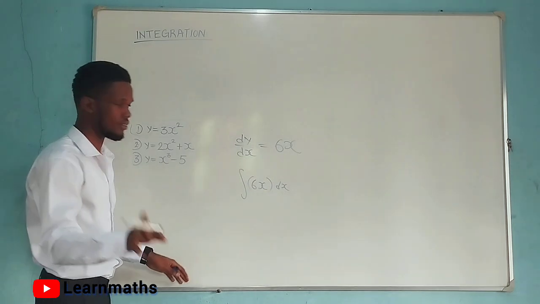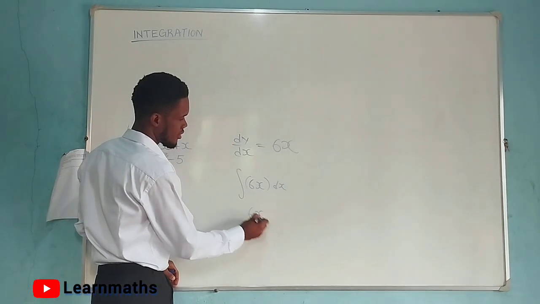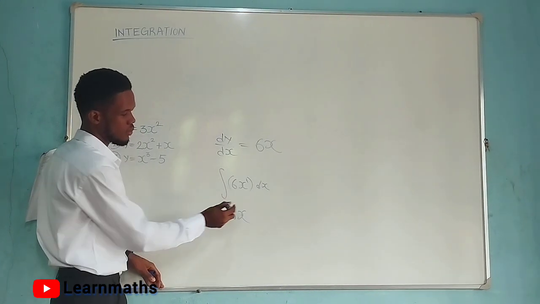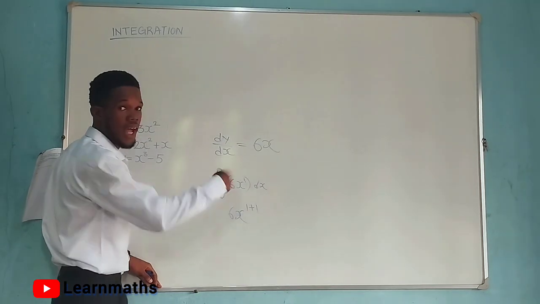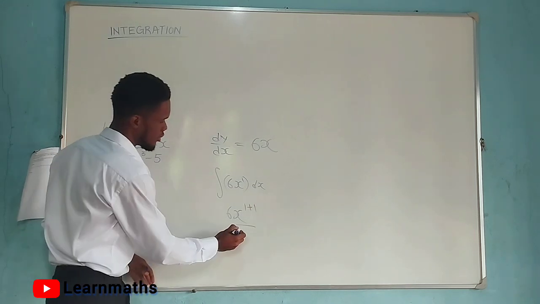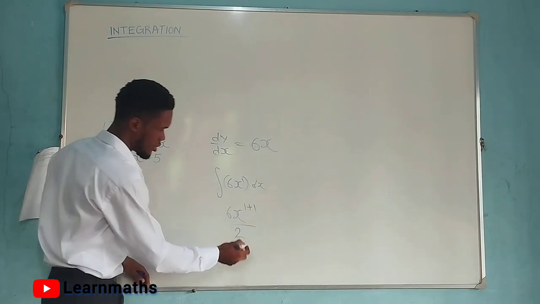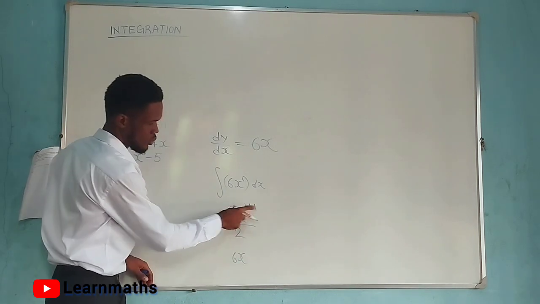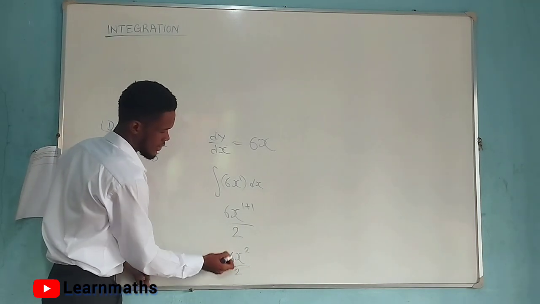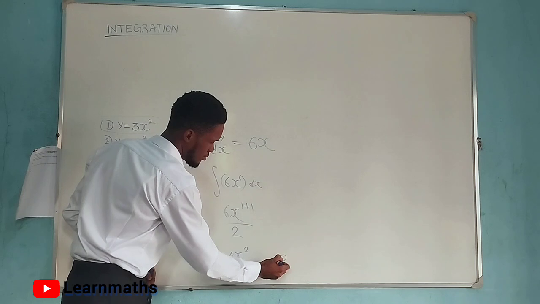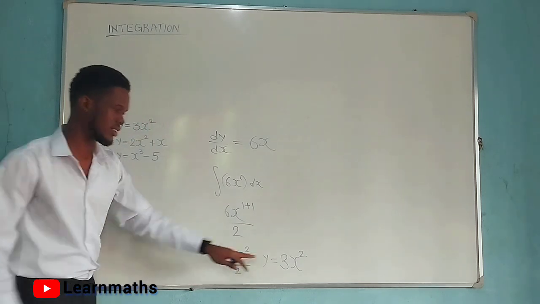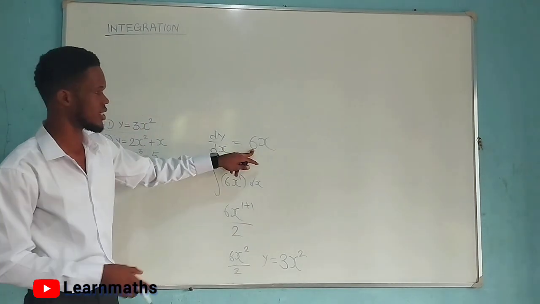Now this is how integration goes. We're going to add 1. The power of x here happens to be 1, so I'm going to add 1 to the power of this x. Then whatever we get, 1 plus 1, that's 2, I'm going to divide by 2. So this is going to be 6x squared over 2, since 1 plus 1 is 2. Now 6 can be divided by 2, so our final answer is 3x squared. So y is 3x squared. This is the original function that gave us this differential 6x.